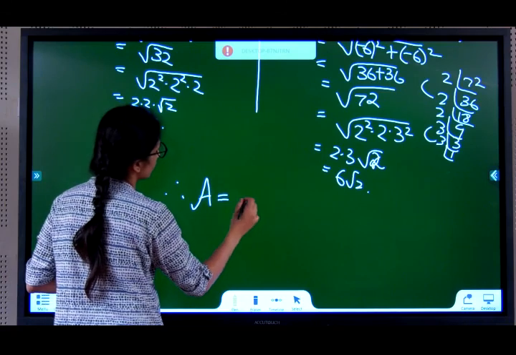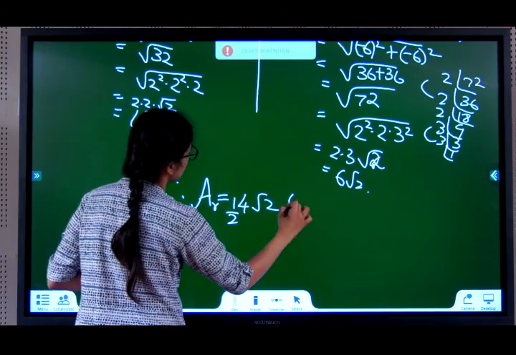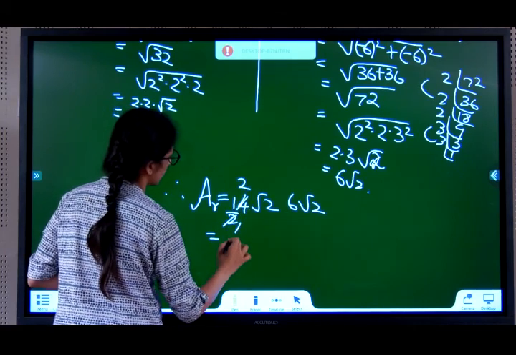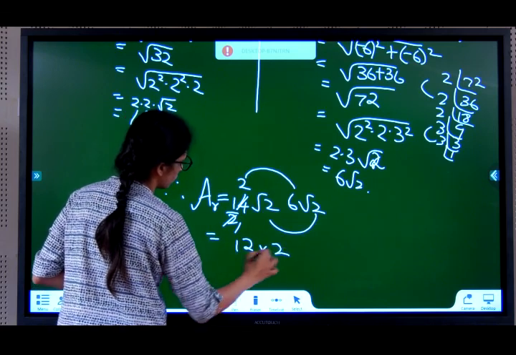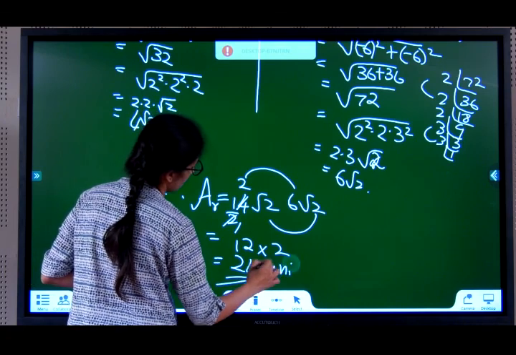Therefore, the area of the rhombus is equal to half into 4 root 2 into 6 root 2. 2 ones are 2, 2 twos are 4, 4 sixes are 24. Root 2 into root 2 is 2. So you'll get 24 square units.